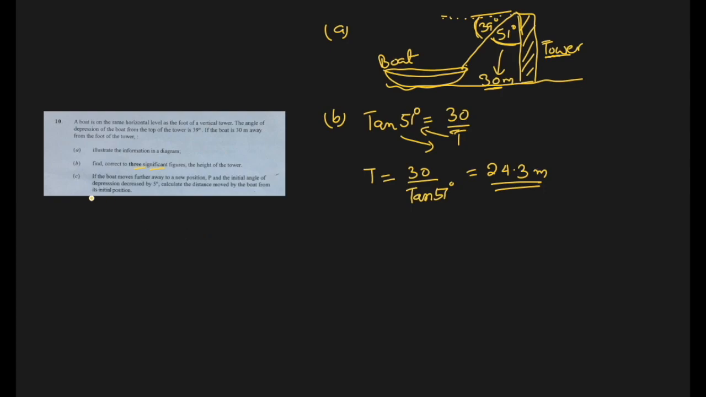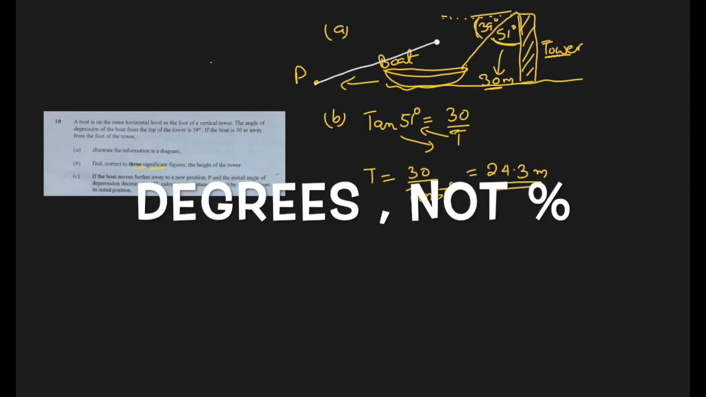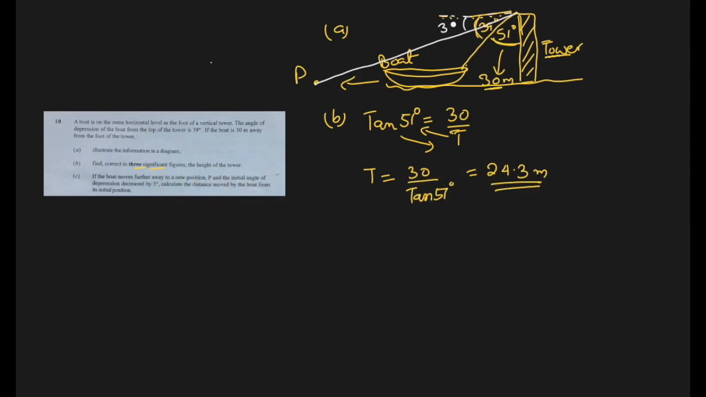24.3 meters. Now, if the boat moves further away to a new position, okay, new position P, let's say P is here, and the initial angle of depression decreases by 5 degrees. So this is 34 degrees now, right? Calculate the distance moved by the boat. So how far the boat has moved from the initial position.